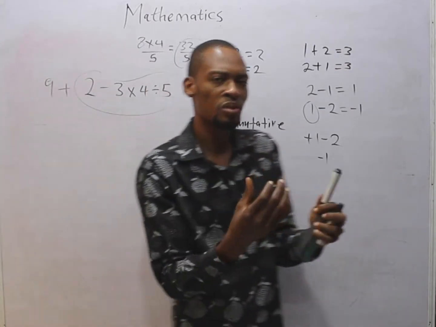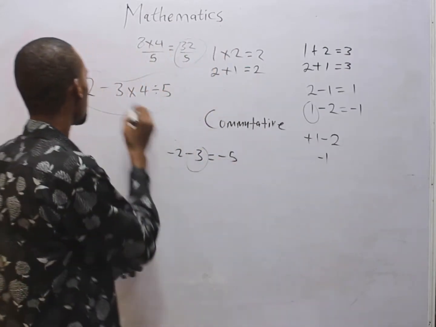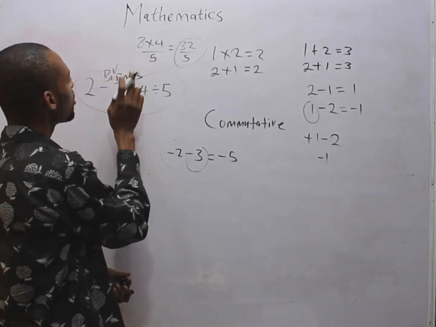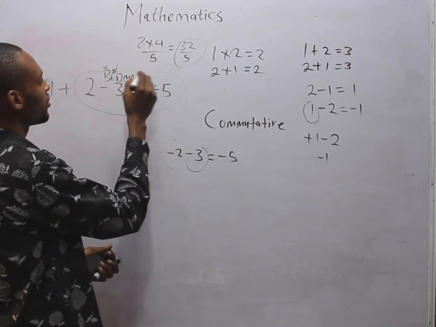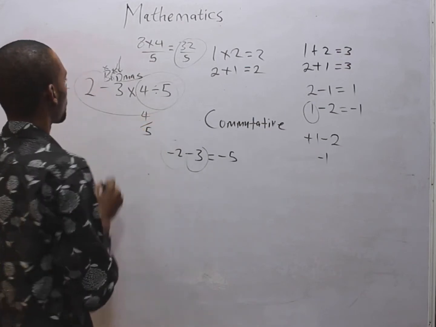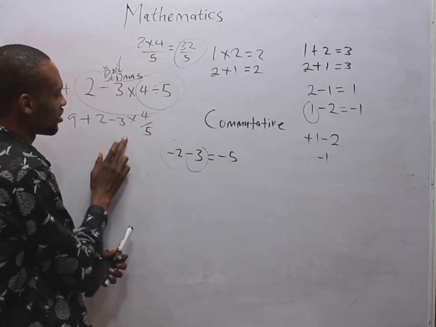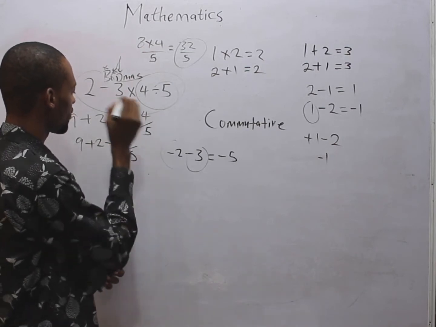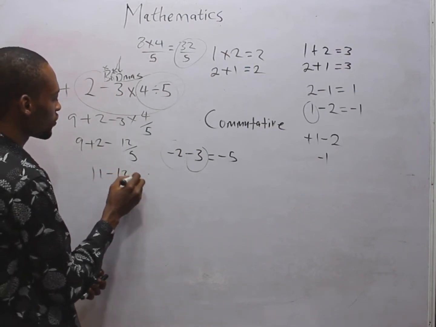Anytime addition or subtraction is mixed with multiplication or division in an expression, we apply what we refer to as BODMAS, which is bracket, of, division, multiplication, addition, and subtraction. There is no bracket here, no of, but there is division, so you need to solve here first: 4 over 5. 9 plus 2 minus 3 times 4 over 5. After division, you multiply, so 3 times 4 over 5. This will give you 9 plus 2 minus 12 over 5. What next? Addition. You can simply add here to give you 11 minus 12 over 5.